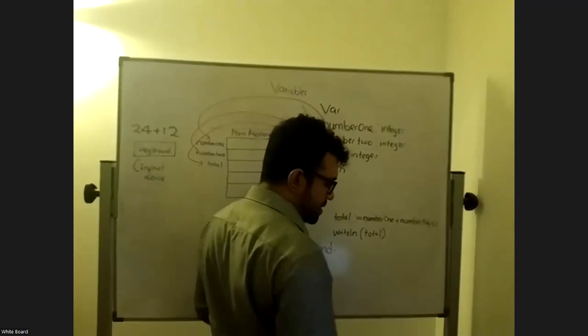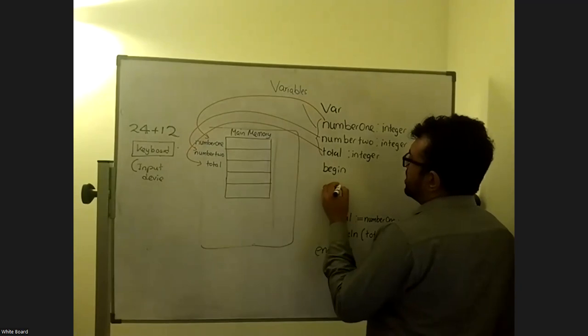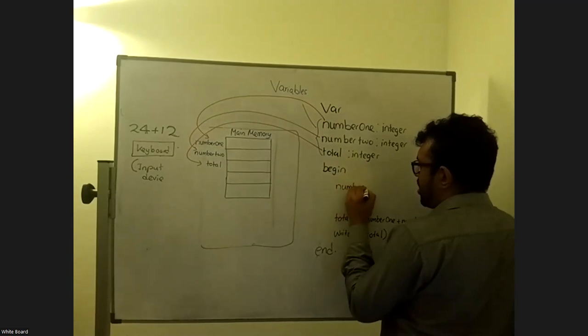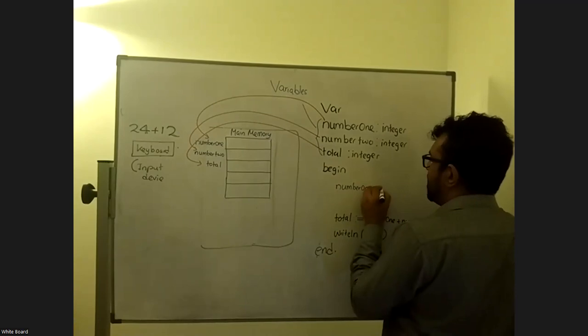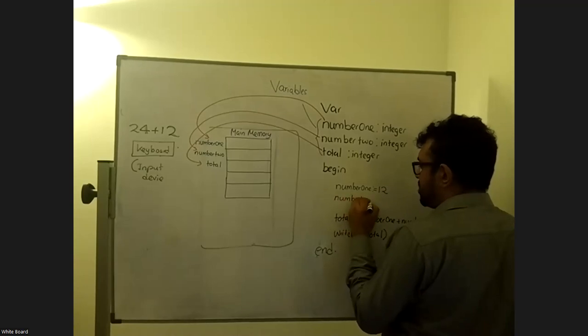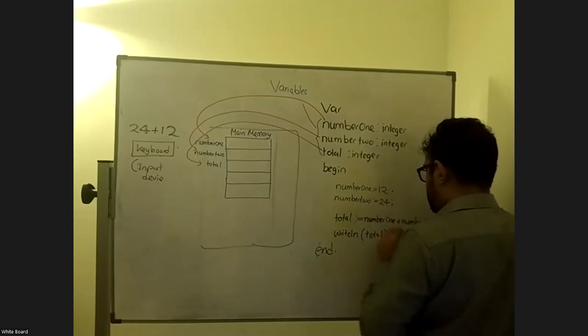I will not take the keyboard. Instead, I will give the numbers some values. So number 1 is going to be, let's say, 12. Number 2 is going to be 24.